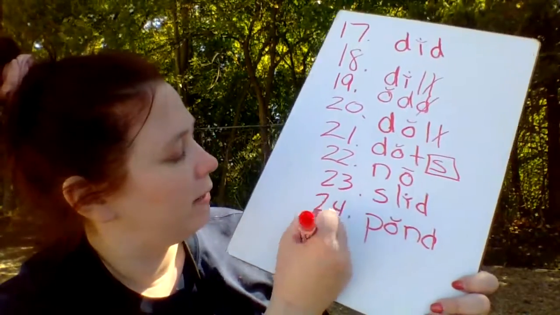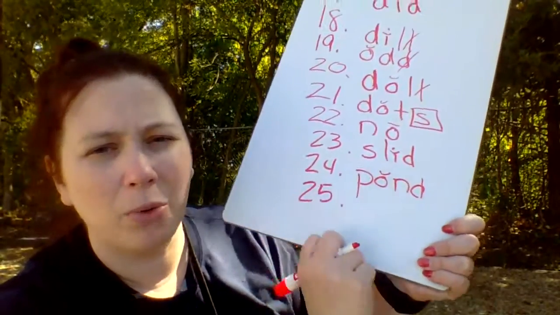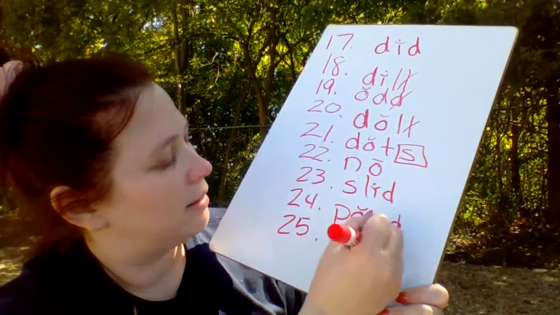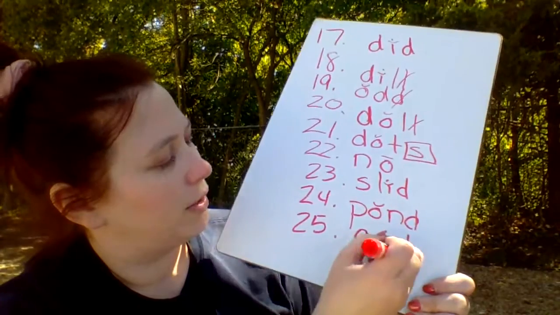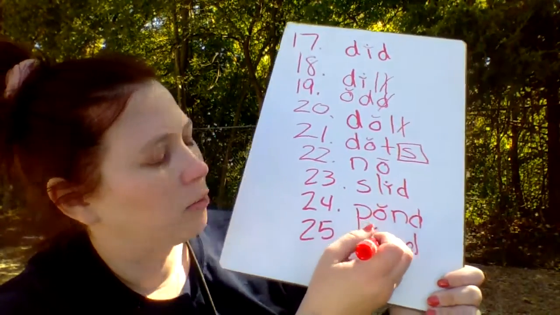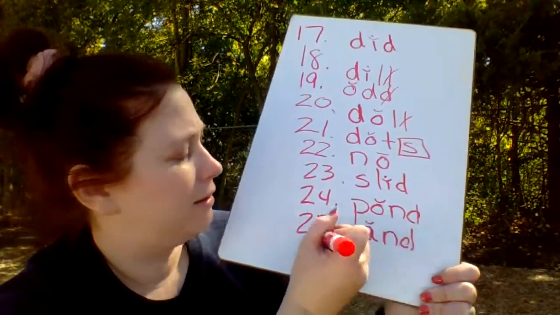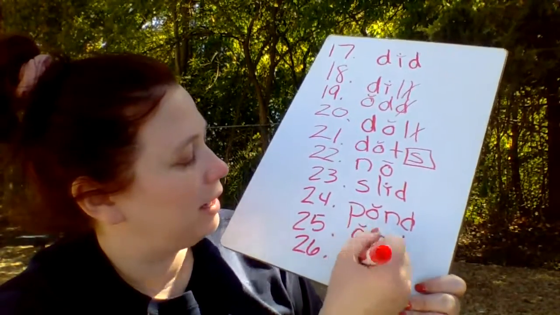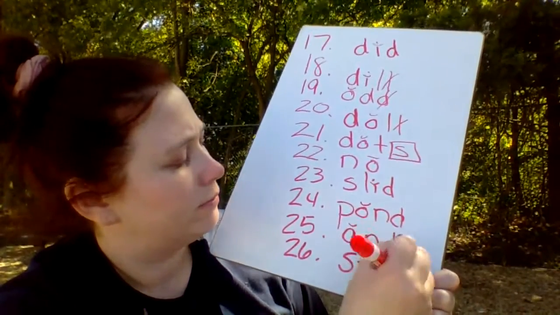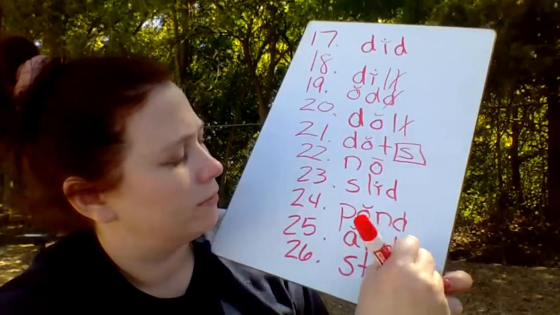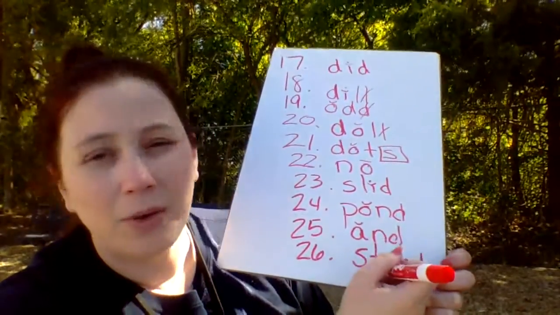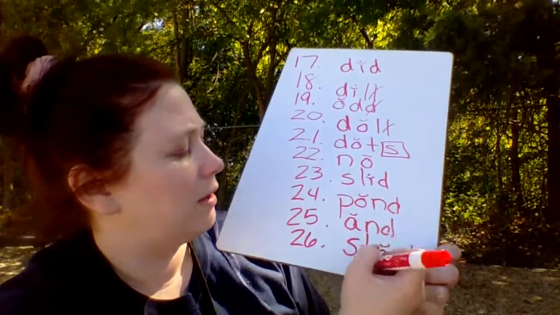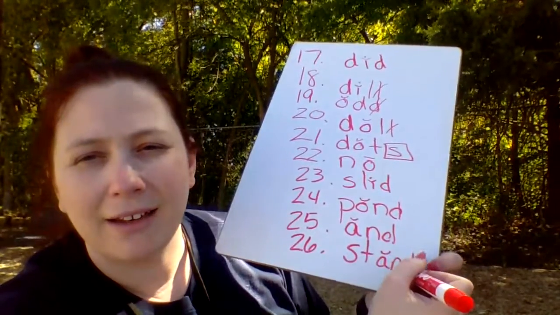All right, 25. See if we can fit these all on my board. We're almost running out of room. And we just have the vowel consonant, gets a breve, A-N-D. And number 26, last, we have stand. We do have that blend there at the beginning, but we don't need to do anything with it. Then we have vowel consonant, gets a breve, st, and d.